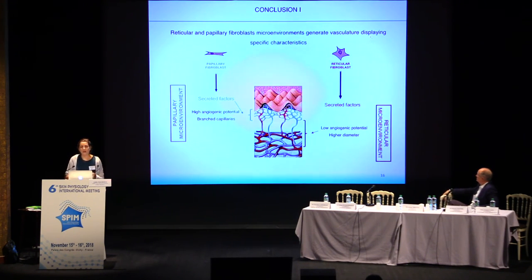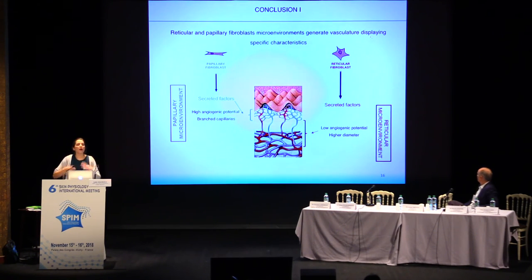So by using these two angiogenesis models, we first demonstrated that papillary fibroblasts have a higher angiogenic potential compared to the reticular ones, and that both papillary and reticular microenvironments in vitro can induce the formation of vessels that reproduce main characteristics of blood morphogenesis observed in vivo. So going further, we asked ourselves, what factors can explain these differences?